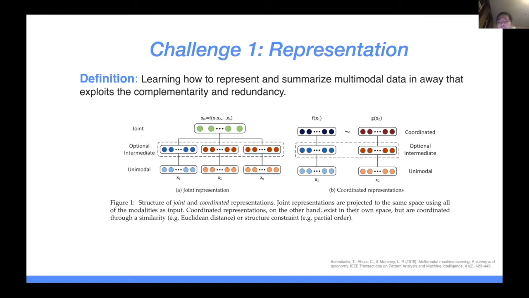There are 2 categories of multimodal representation, joint and coordinated. Joint representations combine the unimodal signals into the same representation space. If you look at the figure on the left-hand side, you will see unimodal representations x1, x2, to xn are fed into a shared function or structure to learn a joint representation. Coordinated, on the right-hand side, processes unimodal signals separately, which means those blue dots and red dots don't share with each other, but enforces certain similarity constraints on them to bring them to what we term a coordinated space.